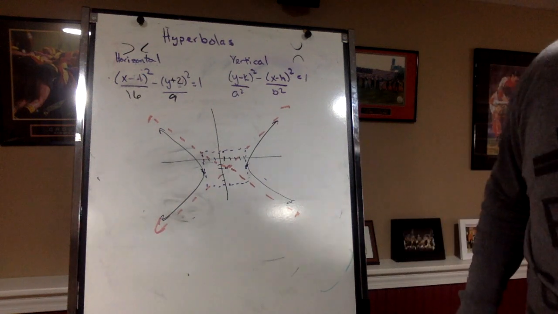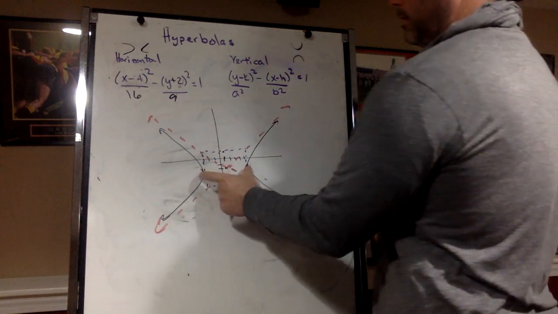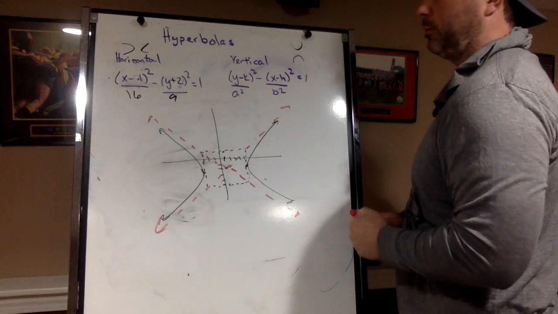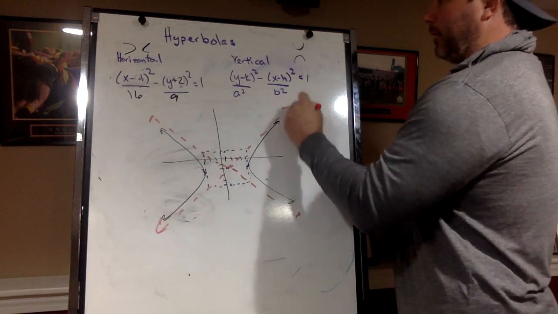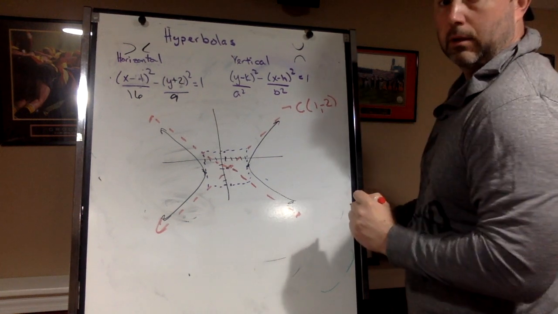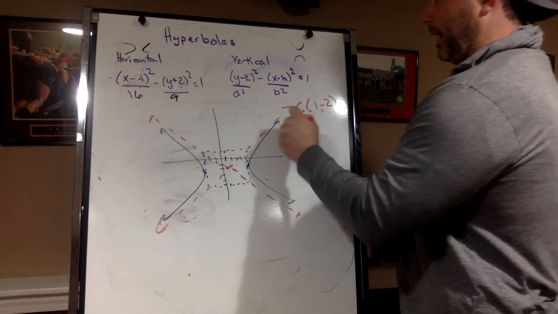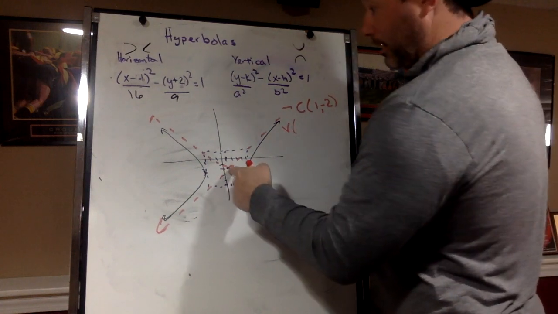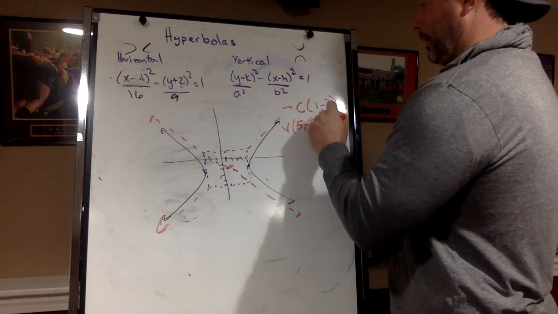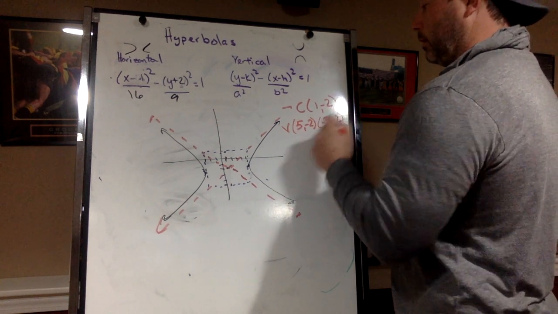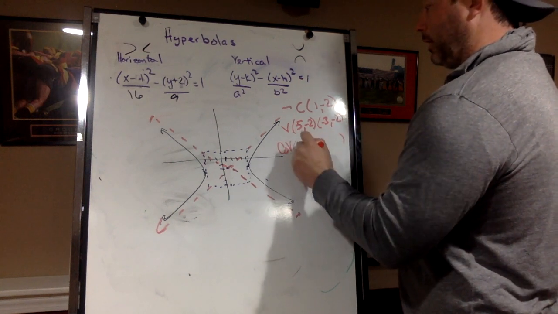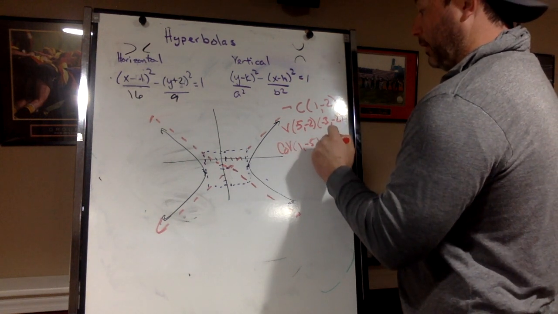Okay, so now let's look at our parts. This is our vertices, co-vertices. Our co-vertices are actually not real spots. So let's write down what we have. We had a center at 1, -2. We had vertices, we started here and went right 4, at 5, -2 and -3, -2. We had co-vertices, this time up and down 3, so 1, -5 and 1, 1.